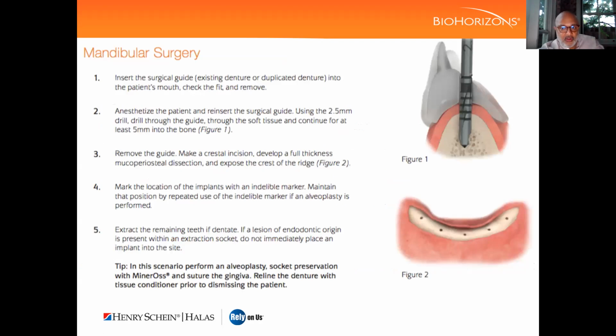This is using a surgical guide. I'm not going to go over this too much because I don't use a surgical guide. I don't think you should use a surgical guide for this. There are people who would disagree with me, but I deal with a lot of things that go wrong.